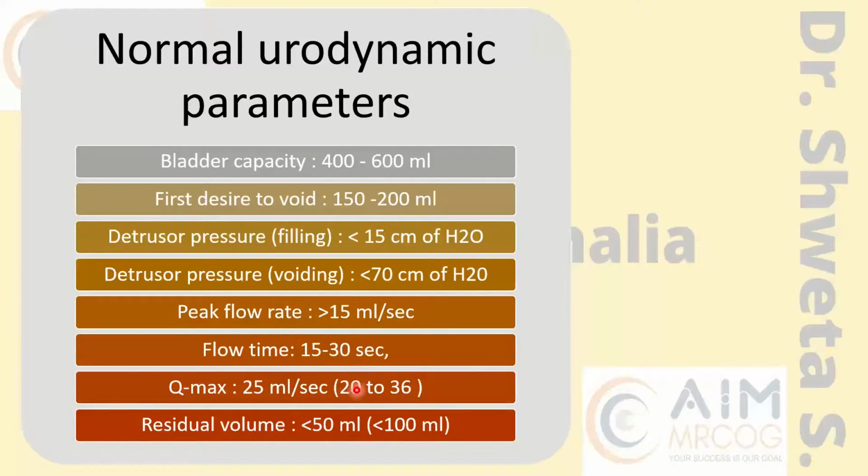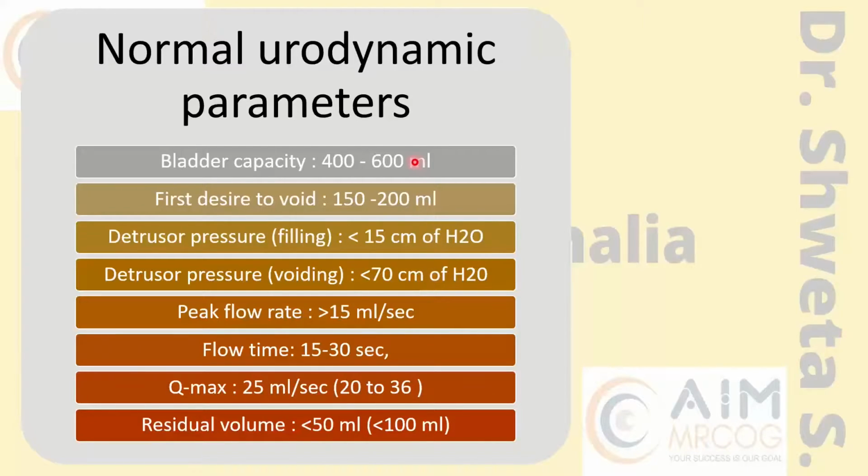Qmax, the normal value, you have to memorize it, because in any question they will definitely give you Qmax, capacity, and first desire to void. These three will definitely be there. You should know what is normal in this scenario. Residual volume: earlier they used to say less than 50, but in recent talk it has come to less than 100. So anything less than 100, you will consider it normal. If they give you 80 or 90, don't think that residual volume is more. Anything less than 100 is normal.